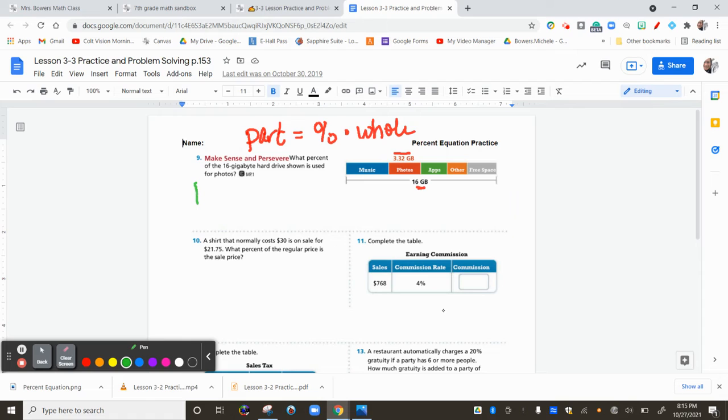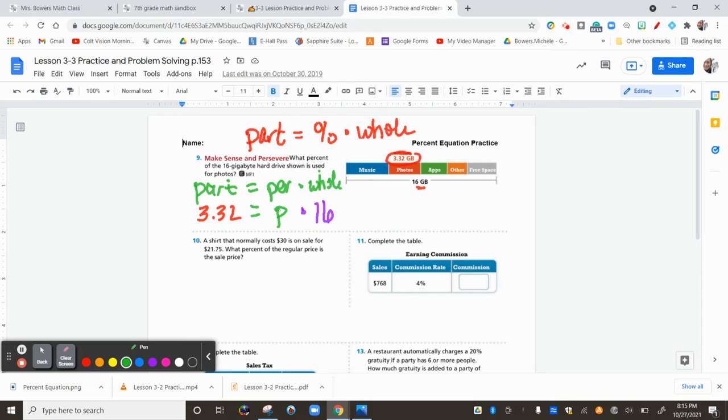I always write it this way. I'm going to use the percent equation: part equals the percent times the whole, okay? So this time I know that the whole amount, the whole thing, is 16. That's the whole. Then the part that I'm worried about is the 3.2. So I'm trying to find the percent.